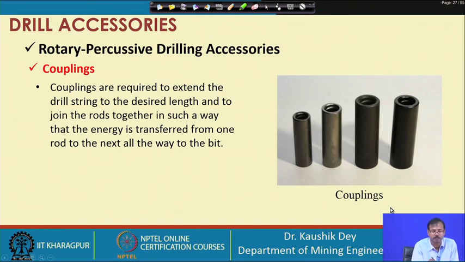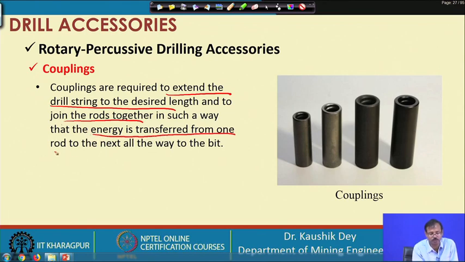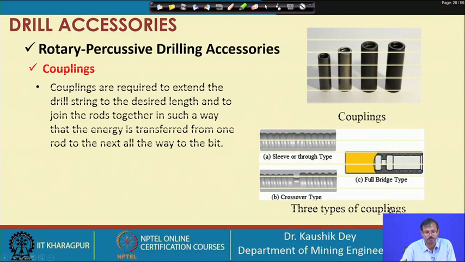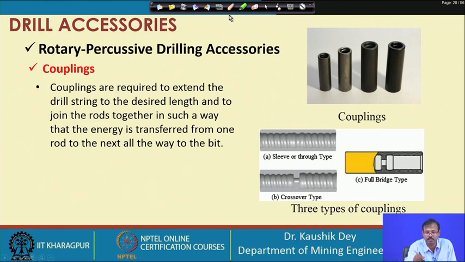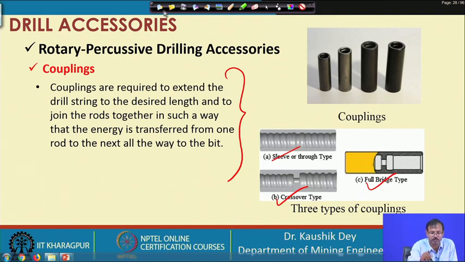These are the couplings which are basically required to join one drill rod with another drill rod. Okay. So that the desired length of drilling can be obtained, and this is also transferring the energy from one rod to another rod, or at the end up to the bit. So, the purpose of the coupling is for extending the length of the drilling. These are the different types of couplings you can see. This is slip type, this is crossover type, this is full bridge type. So, these different types of couplings are available, which can be used for drilling purposes.